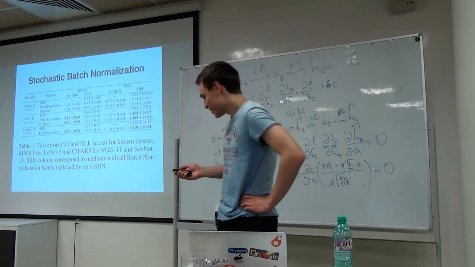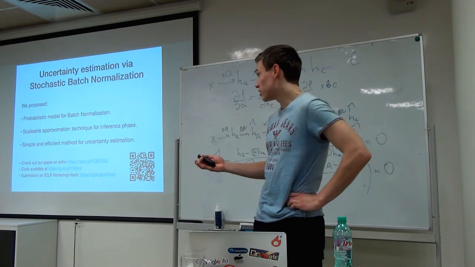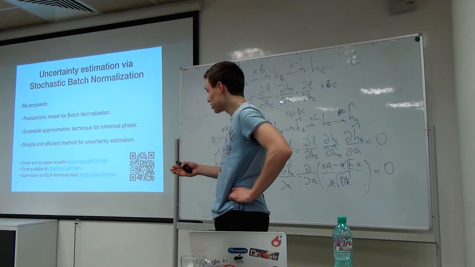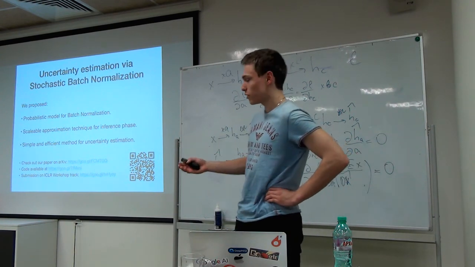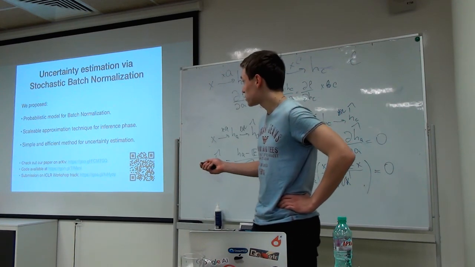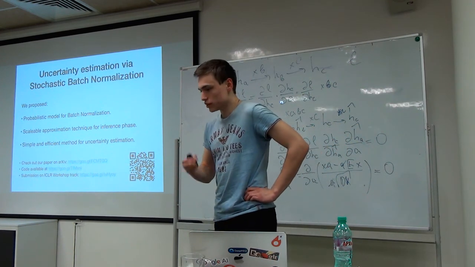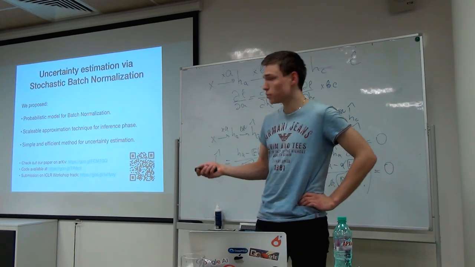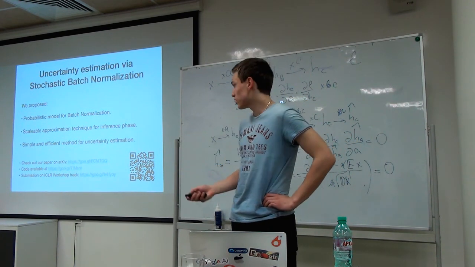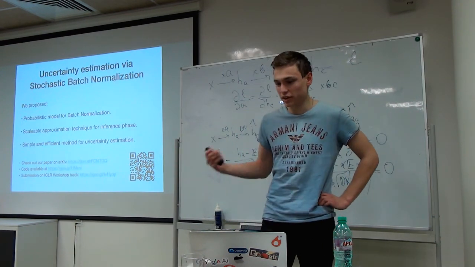Okay. So in this work we propose a probabilistic model which describes batch normalization behavior in the test and train phases. We propose a scalable approximation technique for the inference stage, and we end up with a simple and efficient method for uncertainty estimation. Check out our paper on arXiv and code on GitHub.